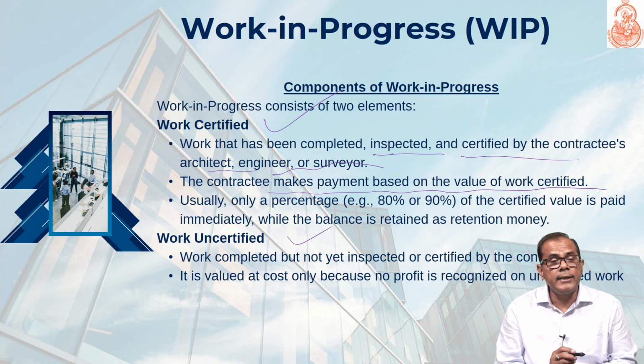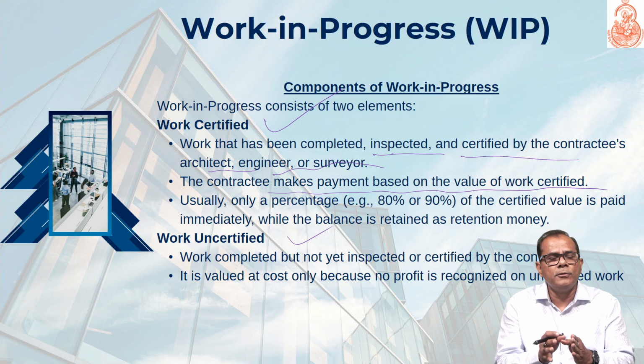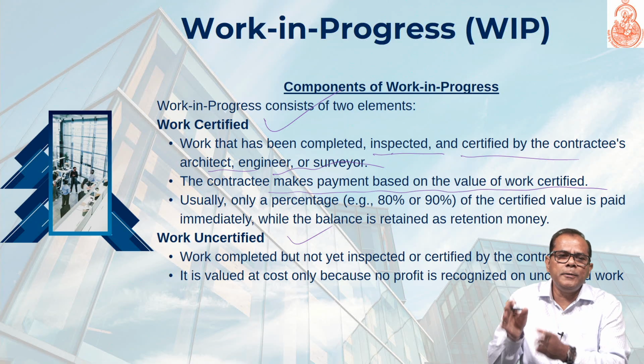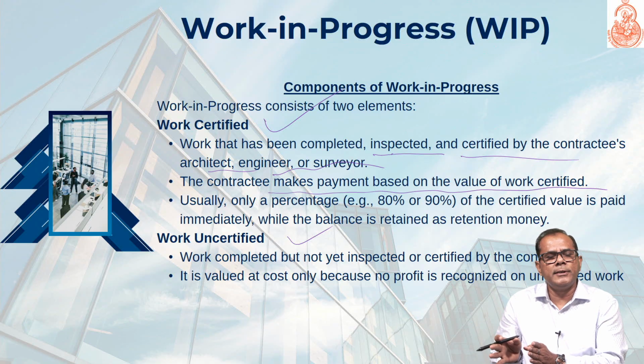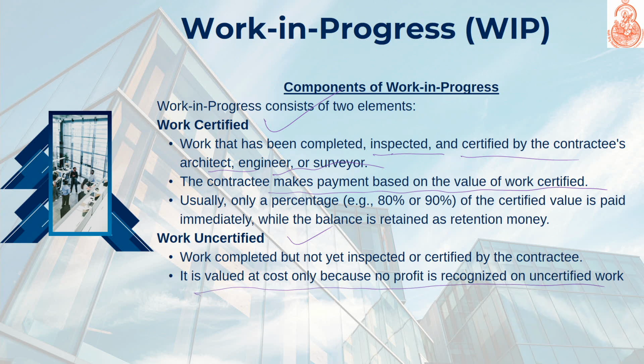Then there comes work uncertified. It represents that quantum of work which is claimed to be done by the contractor, but not certified by the competent authority or the professionals who are appointed to do so. That is to be shown, and no profit is to be recognized on it, because it is valued at cost only. The profit can only be recognized on the work certified by the architect, engineer or supervisor. So, all the profit and loss calculations would be related to the quantum of work certified, not to the quantum of work uncertified.